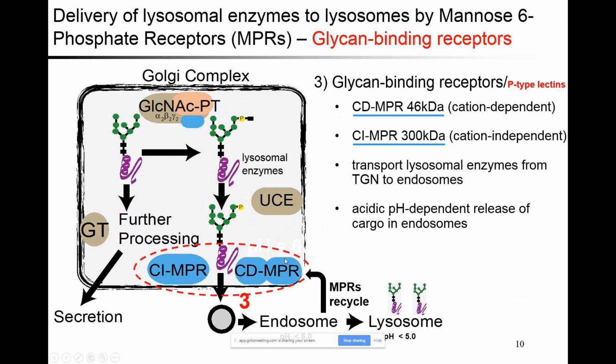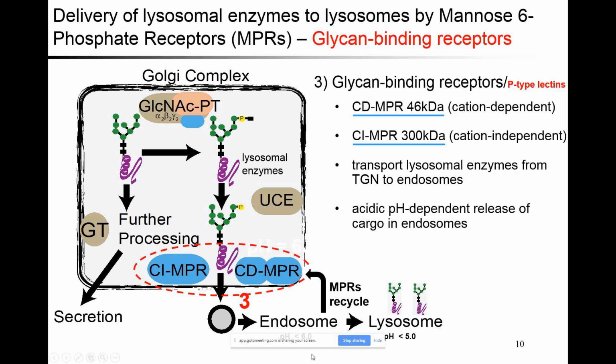What the receptors do is bind those lysosomal enzymes and carry them to an endosomal compartment. The endosomal compartment has a more acidic pH that allows the receptors to release the lysosomal enzymes, and they're packaged into the lysosome where they function. The receptors then recycle back to the Golgi and repeat this process.